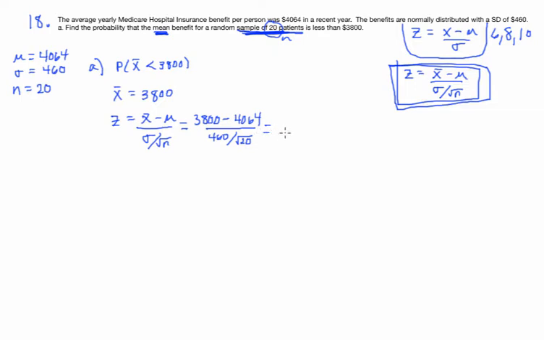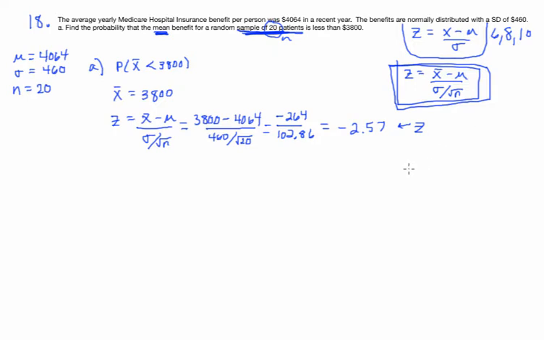I plug that into my calculator. I like to do the top first and get a number on the top. And then I do the bottom, 460 divided by the square root of 20, and I get a number there. Then I divide those two numbers to give me that z-score.